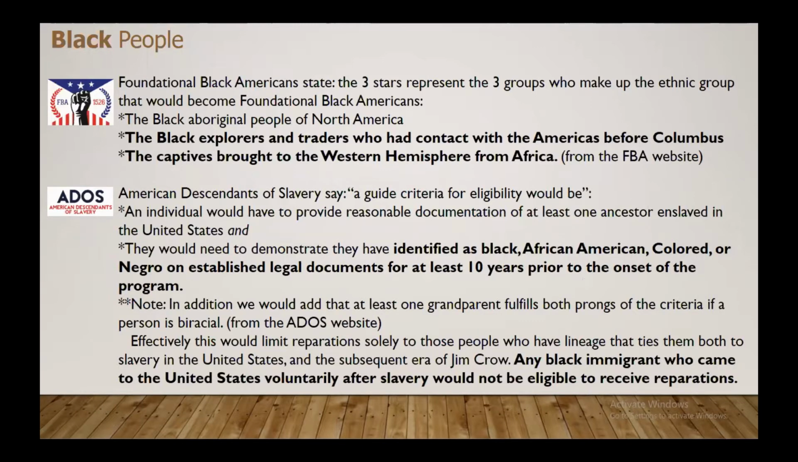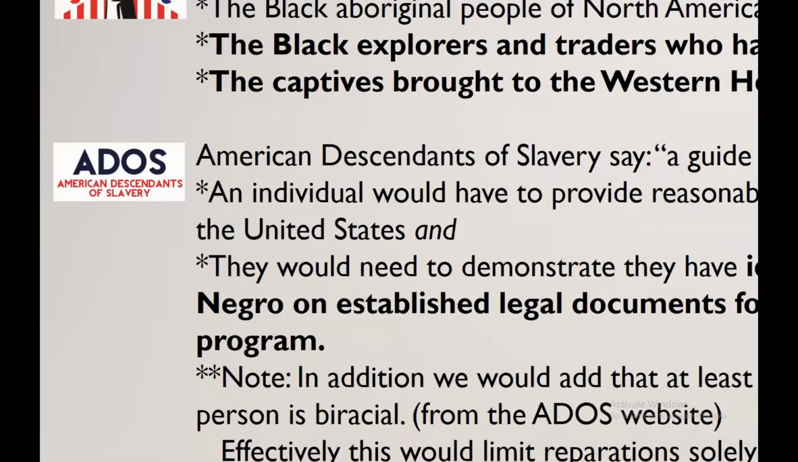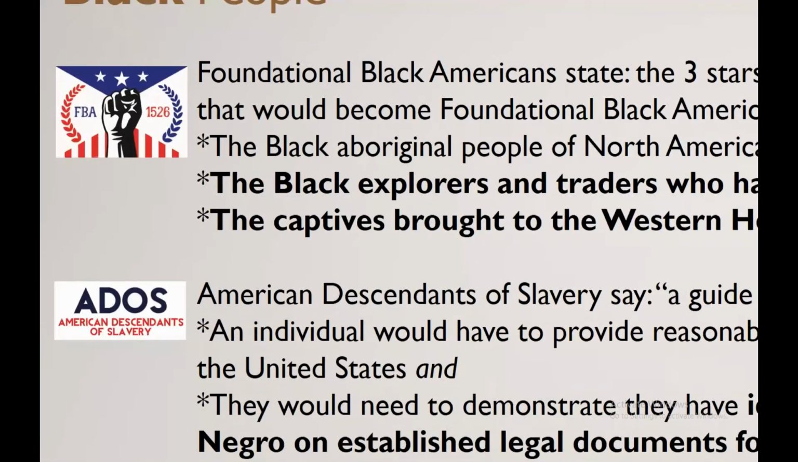Foundational Black Americans, American descendants of slavery, and Aboriginals. If you look on the FBA website, you will see that the 3 stars on their flag, let's zoom in on that flag for a moment, if we can. All right, the 3 stars on their flag represent the groups that will become the foundational Black Americans. Okay, 3 stars at the top.